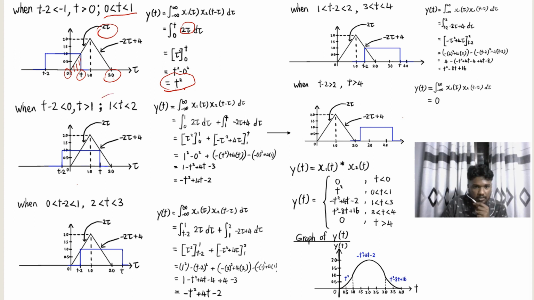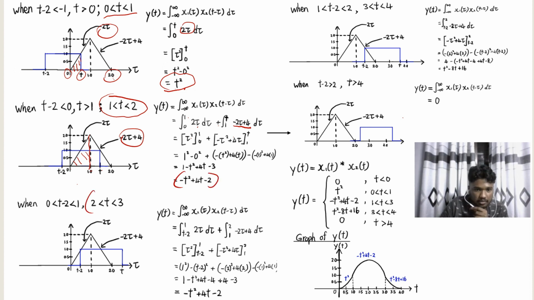And for t from 1 to 2, we're doing the same. For this part, the overlap is here, which is from 0 to 1 with 2 tau, and then the integration from 1 to t with the other function over here. Integrating both of those, eventually we obtain this.